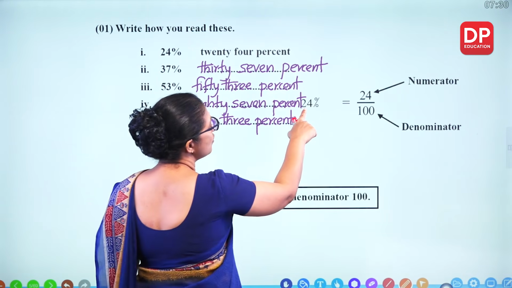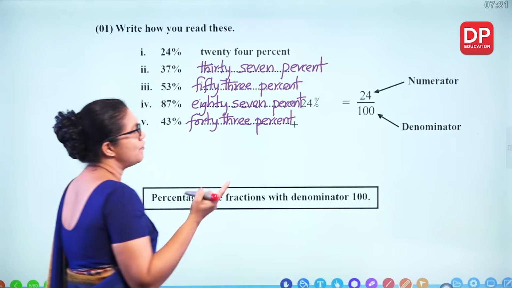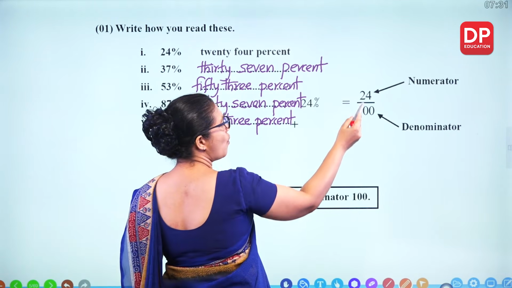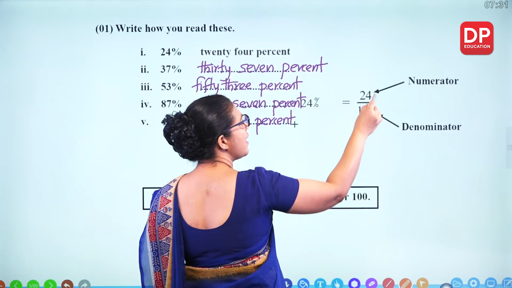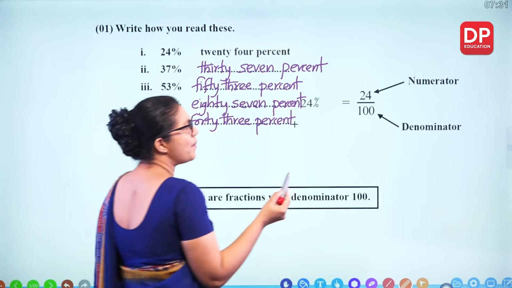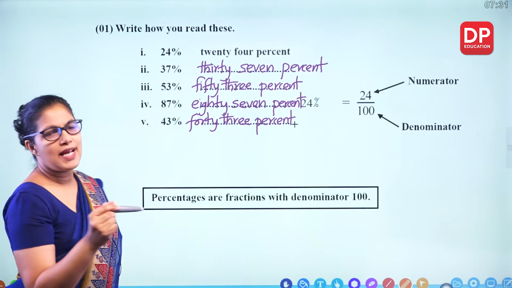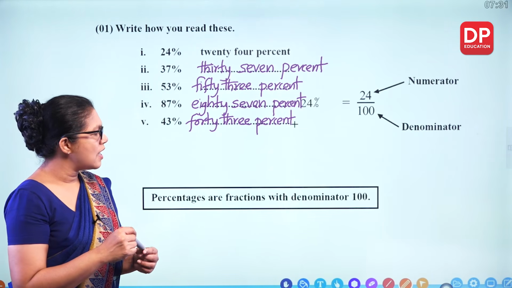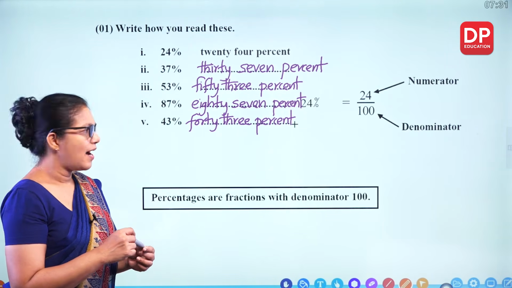So here, 24%. If you take 24%, this is 24 over 100. So this is the numerator, this is the denominator. The denominator is 100. So percentages are fractions with denominator 100.